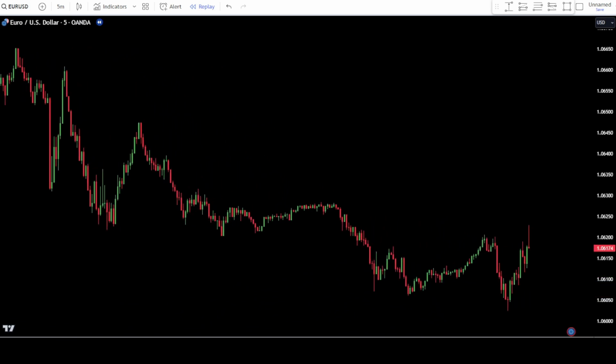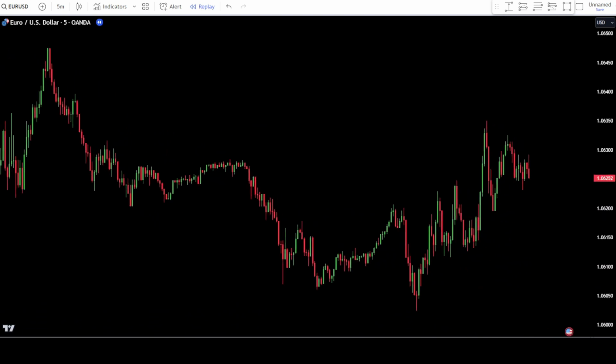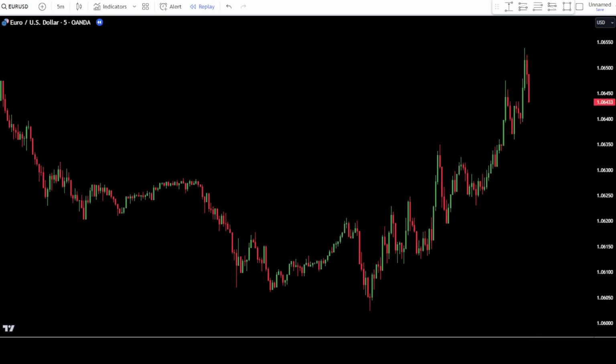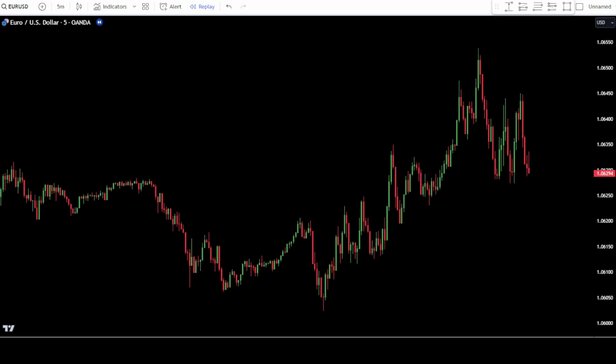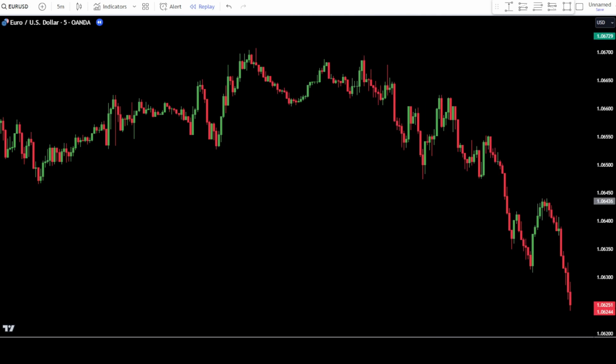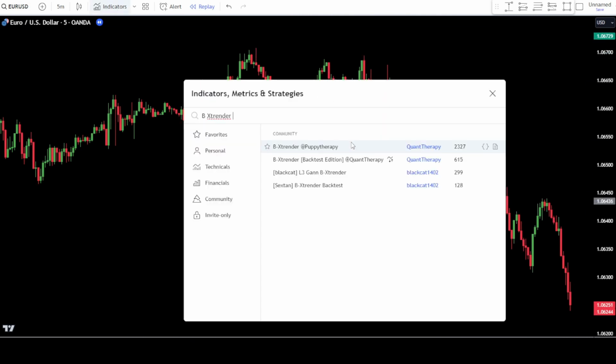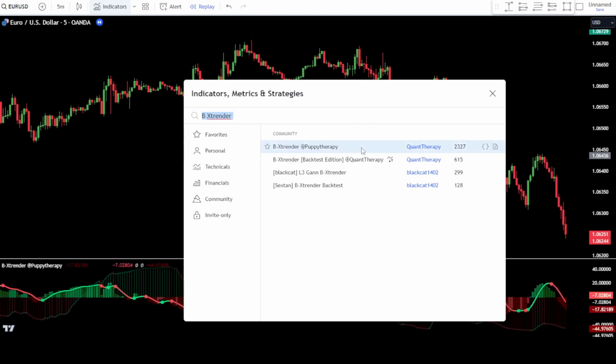In this scalping strategy, we will harness the advantages of these indicators to detect trends, momentum, and entry points for buying or selling in the market. To use this trading strategy, you can enter TradingView. Then, go to the Indicator Search tab and type in B Xtrender. Choose B Xtrender from Quanttherapy.